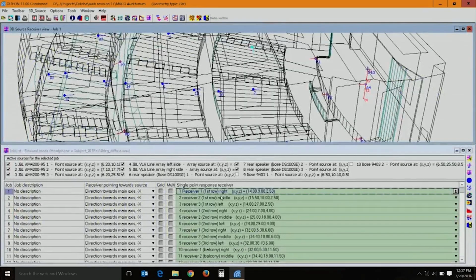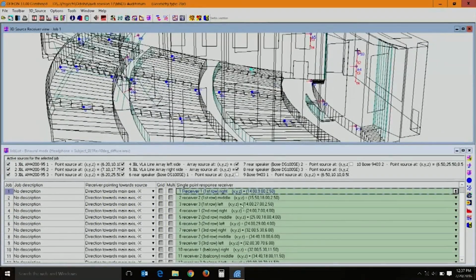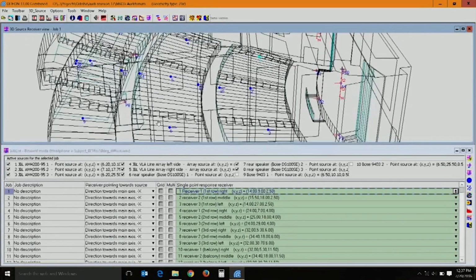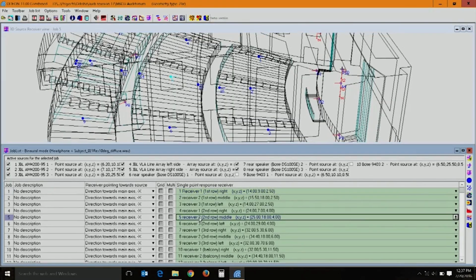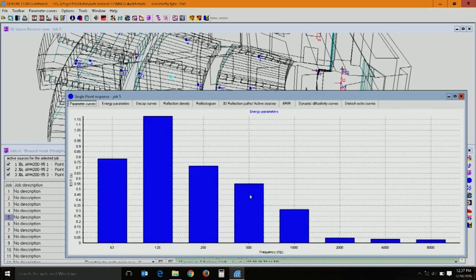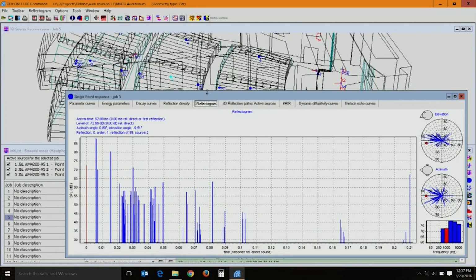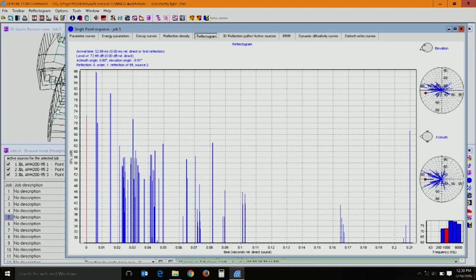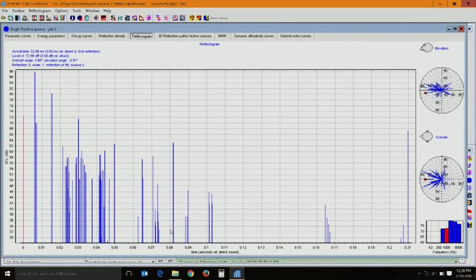Now if we move on to another receiver, for example a rear side person who is sitting somewhere, we can even take the same fifth receiver. If you look at the reflectogram, as we saw, it is starting to differ. After 80 milliseconds you still have sharp reflections coming.